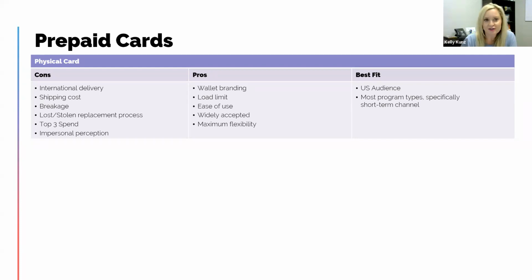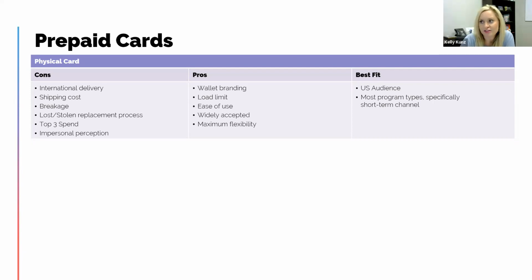Some of the cons to a physical card are international delivery, because it can cost quite a bit to ship a piece of plastic across the pond. So that shipping cost can add up. We've probably all gotten physical prepaid cards at some point in our lives where there were only $2 or $3 left on the card when you're done spending it. And it's hard to find a cup of coffee for less than $6 these days. So we refer to that as breakage. So those last few dollars don't actually get spent, which can be a bad user experience to a certain extent. And then of course, there's just the impersonal perception that cash carries.